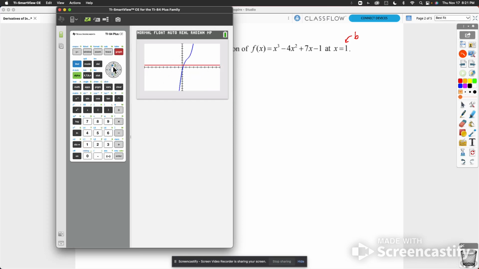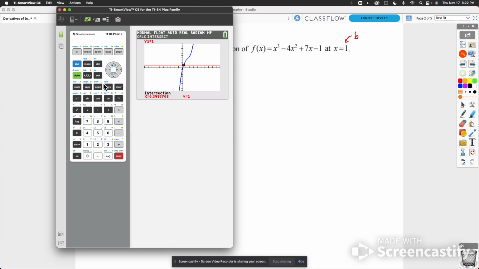To get the intersection, we go second and then trace, and then the number 5 for intersect, and make sure that the graphs are highlighted. There's a blinking black icon. So click enter. It's asking for the second curve, the red curve. Click enter, and then click enter one more time. And we have these values.